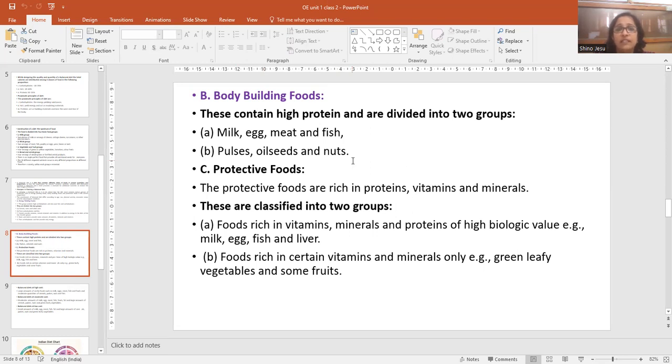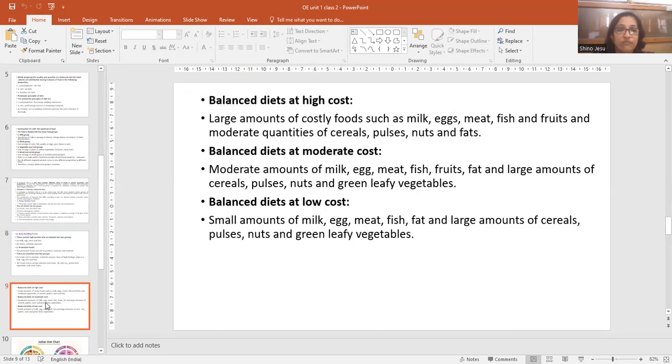Another one, the third class, is the protective foods. The protective foods are rich in proteins, vitamins, and minerals. They are also classified in two groups: foods rich in vitamins, minerals, and proteins of high biological value, for example milk, egg, fish, and liver, whereas foods rich in certain vitamins and minerals only, like green leafy vegetables and some fruits.